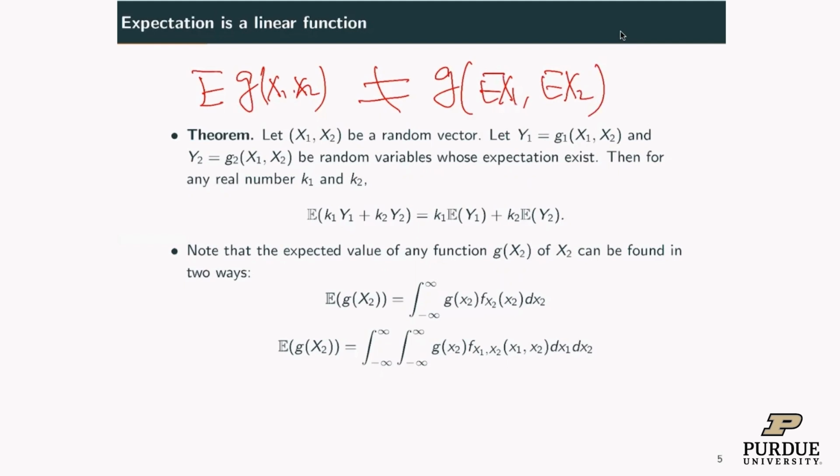Note that the expected value of any function g(x2) of x2 can be found in two ways. This is only a function of x2. Using the knowledge of the last lecture, for the expected value of g(x2), we can use the marginal distribution of x2 to evaluate this expectation. Similarly, for today, I can use the joint distribution of x1, x2. In fact, they're exactly the same. You can integrate over dx1 first, so from the joint you can get the marginal. So these two equations are exactly the same.